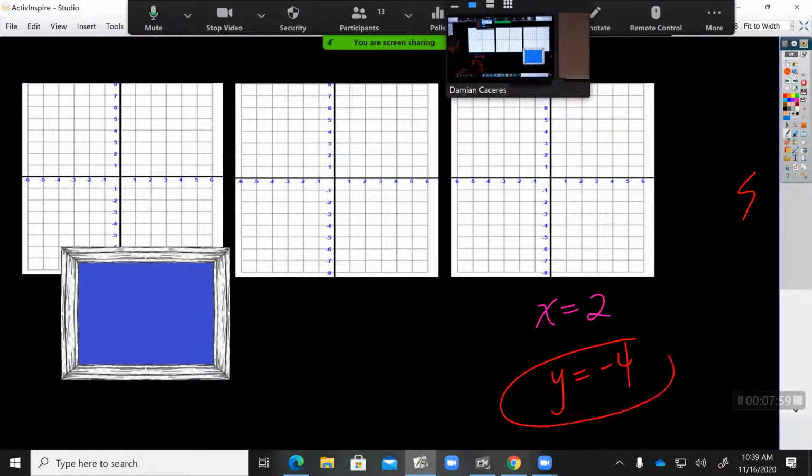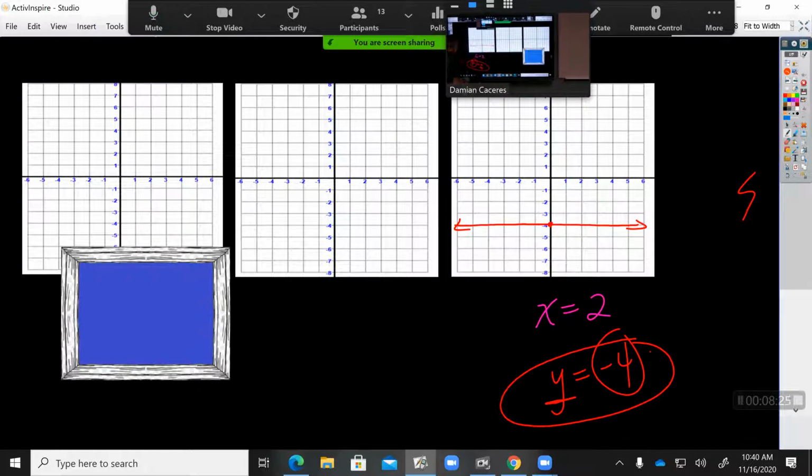If you have y equals a number and the x is not there, it's missing, then that line is a horizontal line that touches what number? Negative 4. So you go to y, negative 4, which is right here, and you just draw a horizontal line there. Done. I did the red equation.